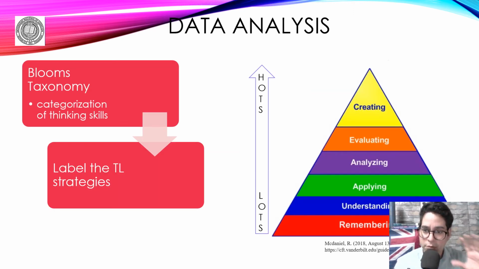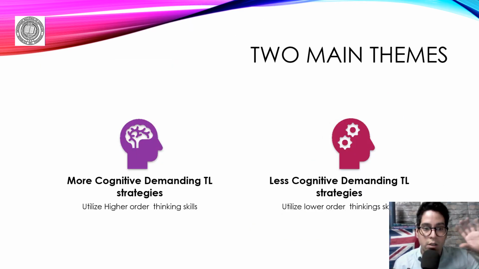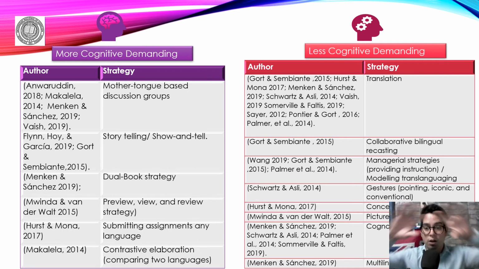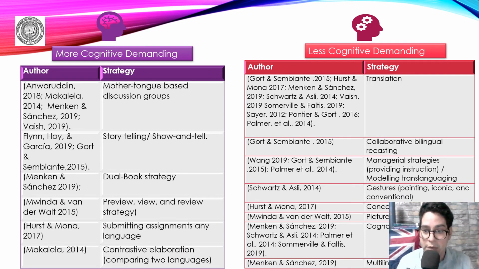The two themes were analyzed based on Bloom's taxonomy, because Bloom's taxonomy is used to categorize thinking skills. It classifies thinking in 6 different levels of cognitive complexity. Since the aim of this research is to investigate the types of translanguaging strategies that expand the meaning-making repertoire of the students, I found Bloom's taxonomy to be very relevant to distinguish and classify the different translanguaging strategies that expand the meaning-making repertoires of students. So after labeling these strategies, they were analyzed into two themes. These themes are the more cognitively demanding translanguaging strategies and the less cognitively demanding translanguaging strategies. And as you see here, these are all the strategies that I found in the 15 peer-reviewed papers.